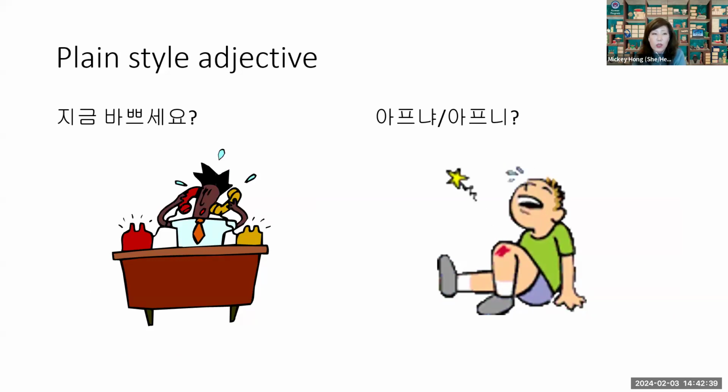Asking a question, you say 바쁘세요? Honorific question. But when you're asking a question to somebody who is a kid, younger, 아프냐? 아프니? 아파? Any one of the three. 다 is a statement ending.